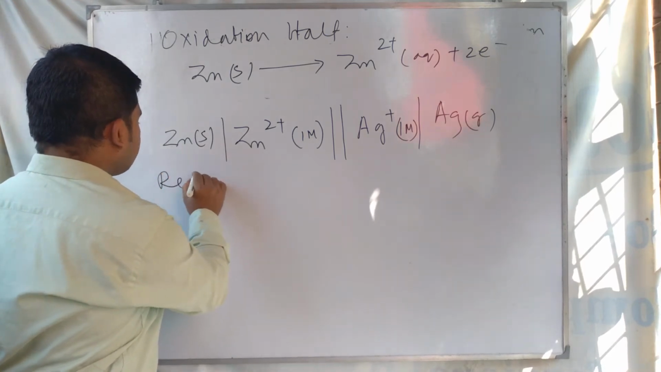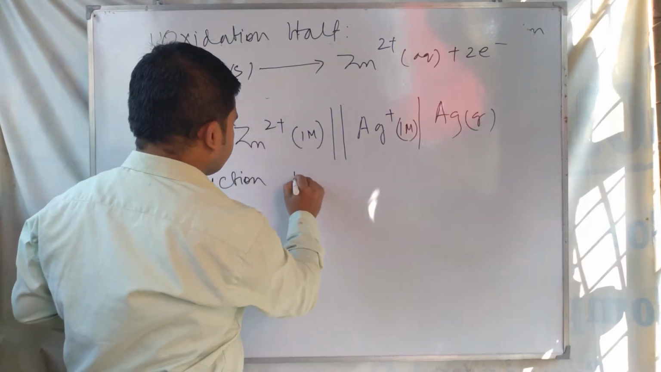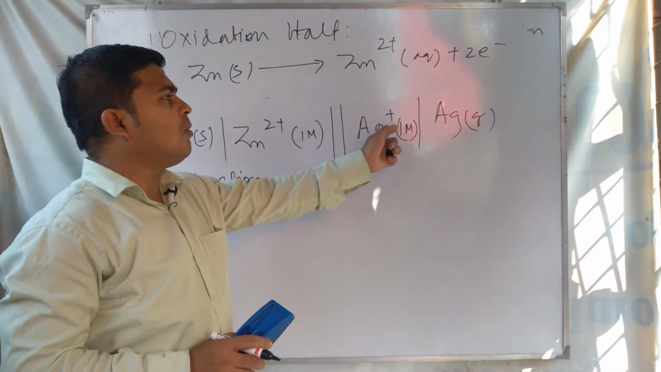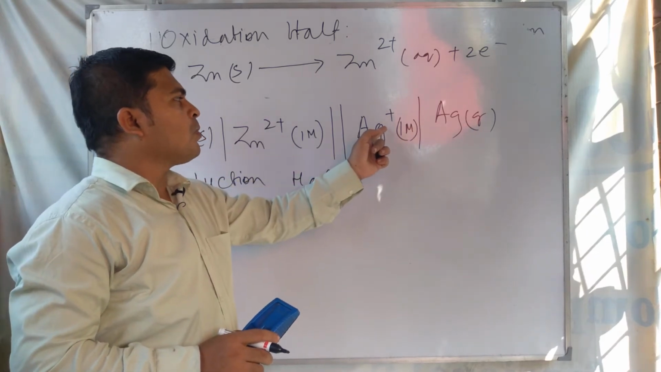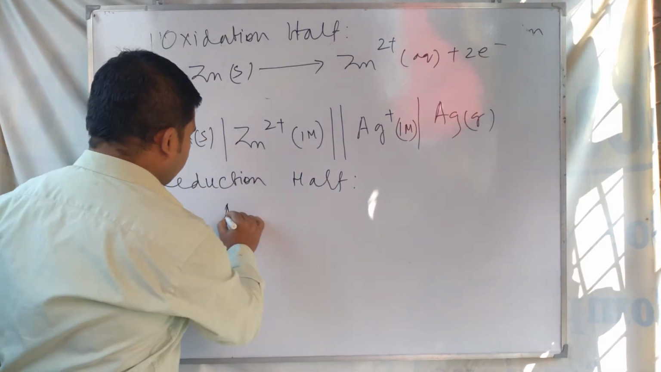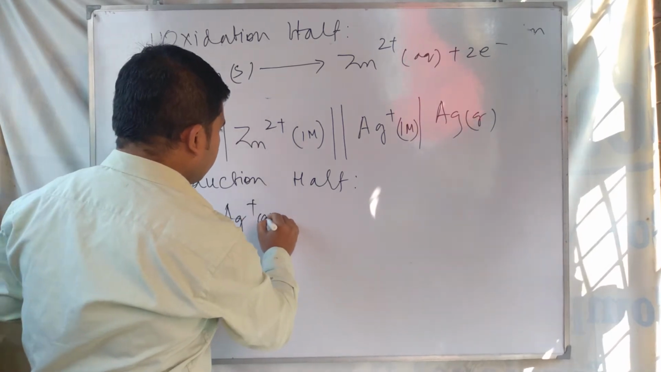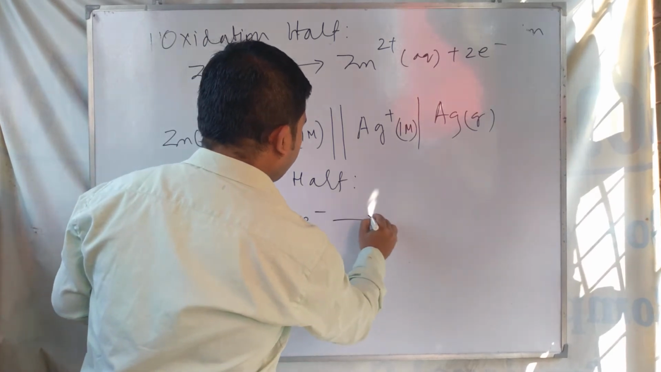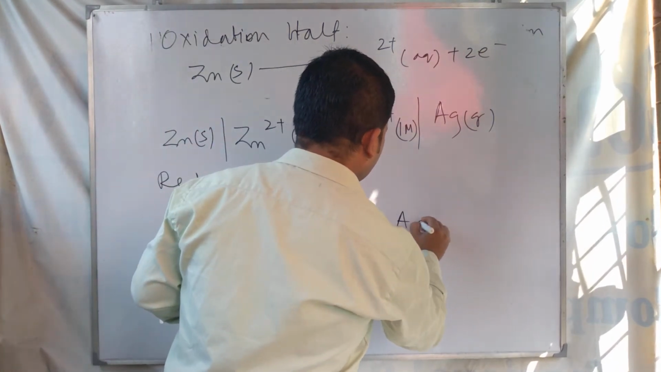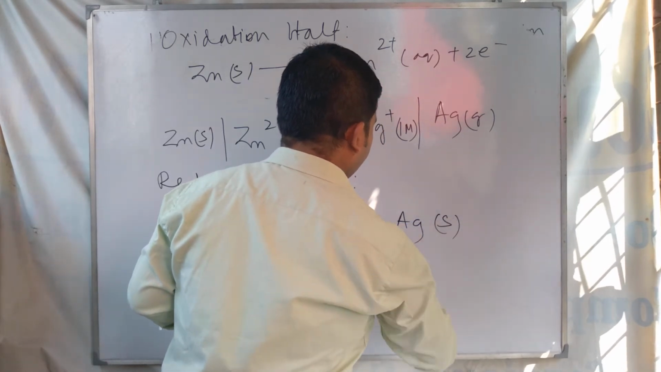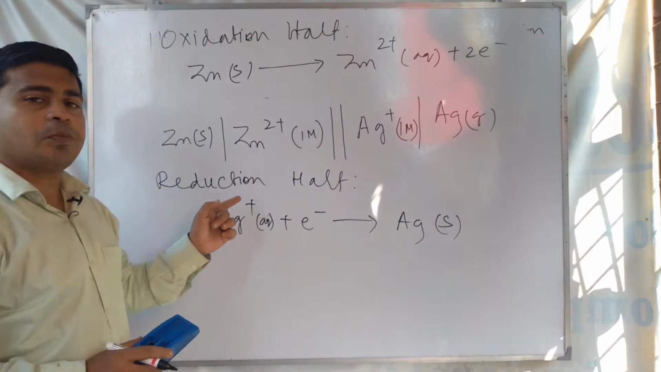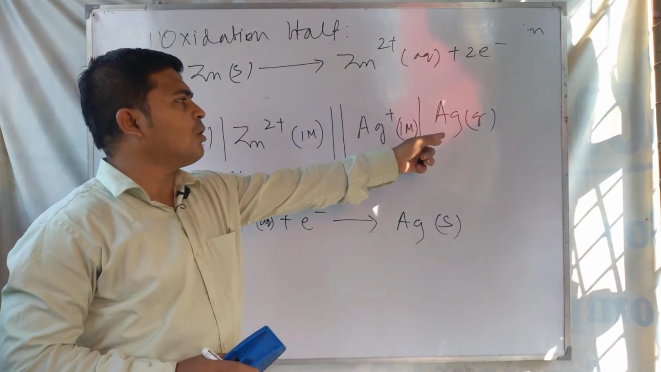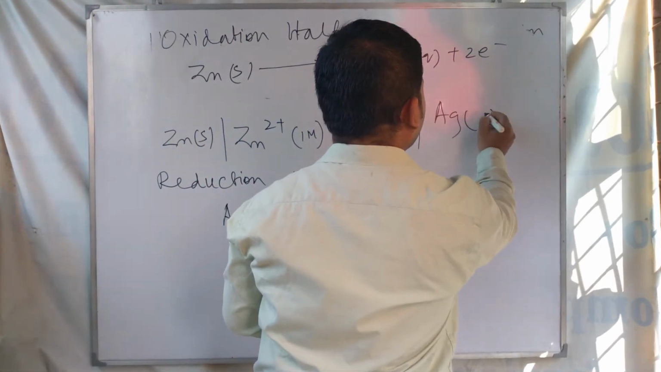For the reduction half reaction, you can see here the Ag+ ion, by receiving 1 electron, is reduced to solid silver. This is the reduction half reaction, where Ag+ aqueous is present, and silver, sorry, this one is not gas, this one is solid.